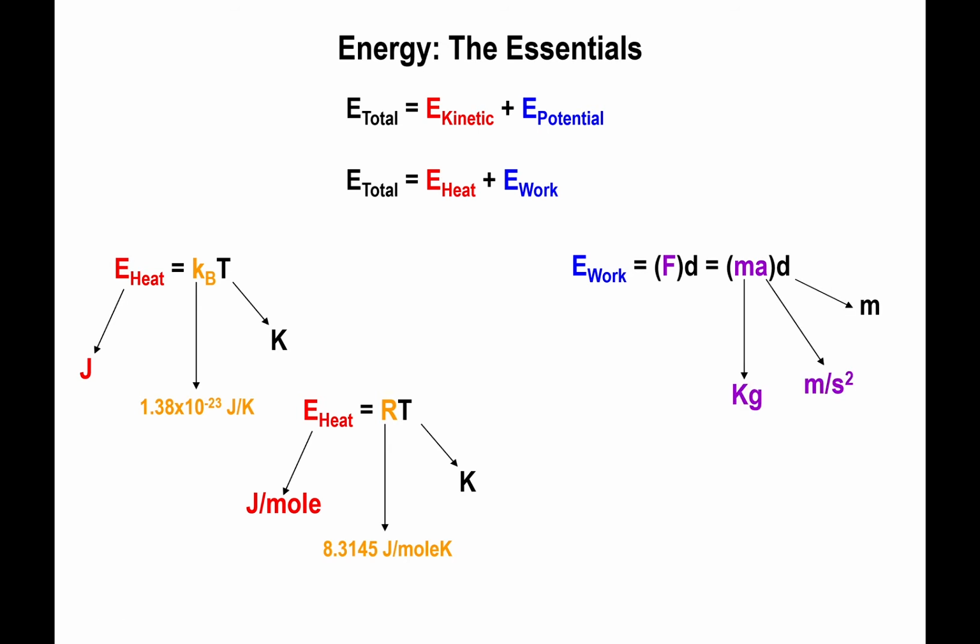But in terms of looking at the units, the mass is in kilograms, the acceleration of a substance is in meters per second squared, and the distance is in meters. So you end up generating units of kilogram meter squared over second squared, which we stated previously is nothing more than the joule, right? So the joule is just a collection of units.